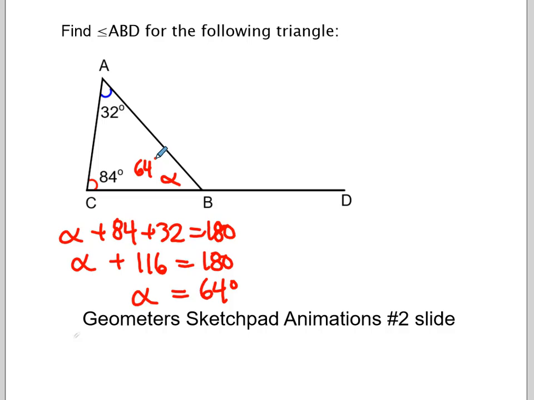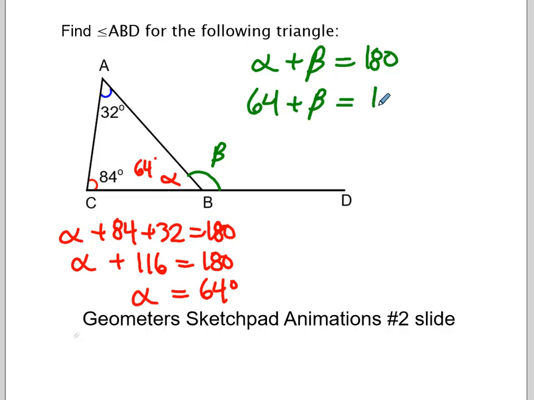Now if we looked at this angle on the outside right here, we would see that's a supplementary case, so let's give it a symbol of a beta. It's like a B with a stick. So the alpha plus the beta has to equal 180 degrees. Well, we already know alpha is 64 degrees, so we can solve for that missing beta, and we get 116 degrees.